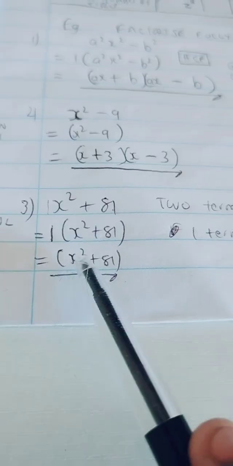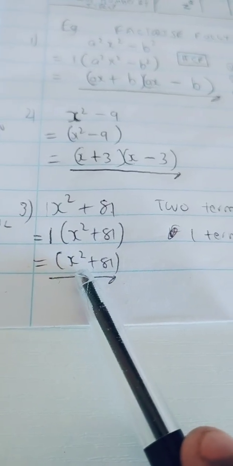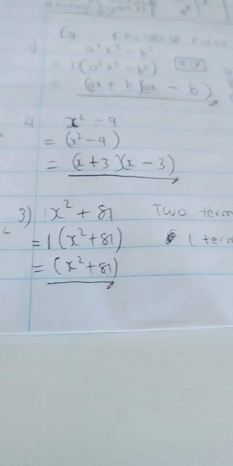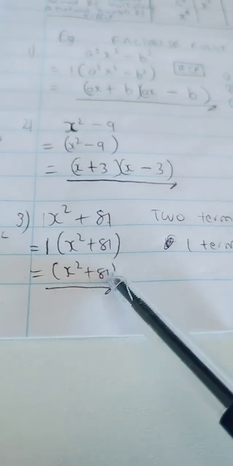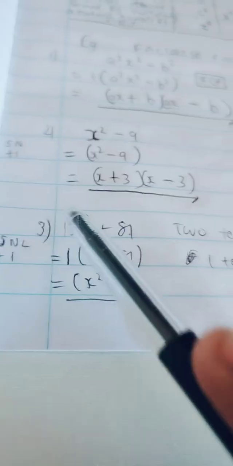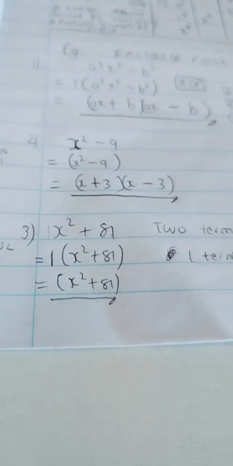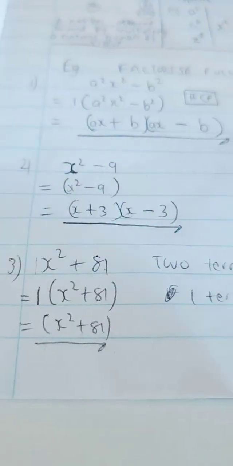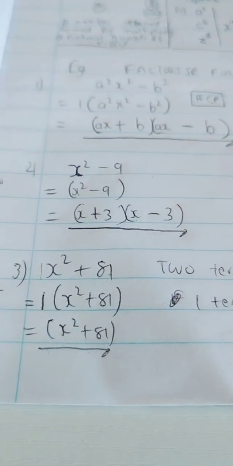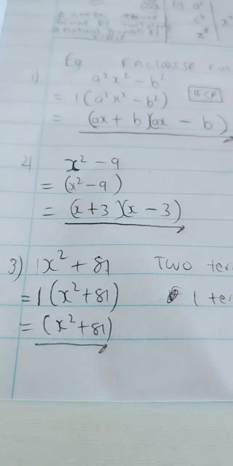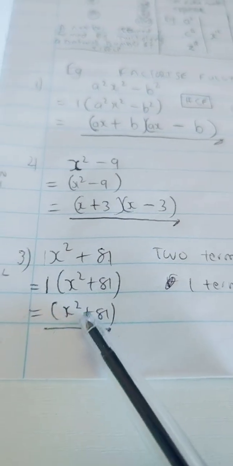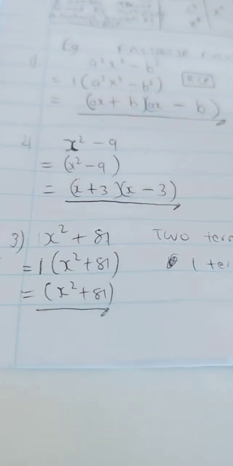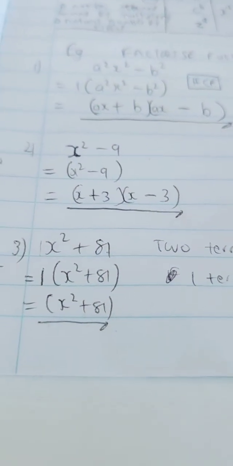But you see, the thing is, we cannot factorize this any further. Why? Because it is not a difference of two squares. So we stop right there. The answer is x squared plus 81 just in brackets. From two terms, we have one term, and we stop right there. We cannot factorize any further. Woni, are you with me? A sum of two squares, a sum of perfect squares, we don't factorize. We can't go any further here than just writing x squared plus 81 in brackets. That is as far as our factorization can go.